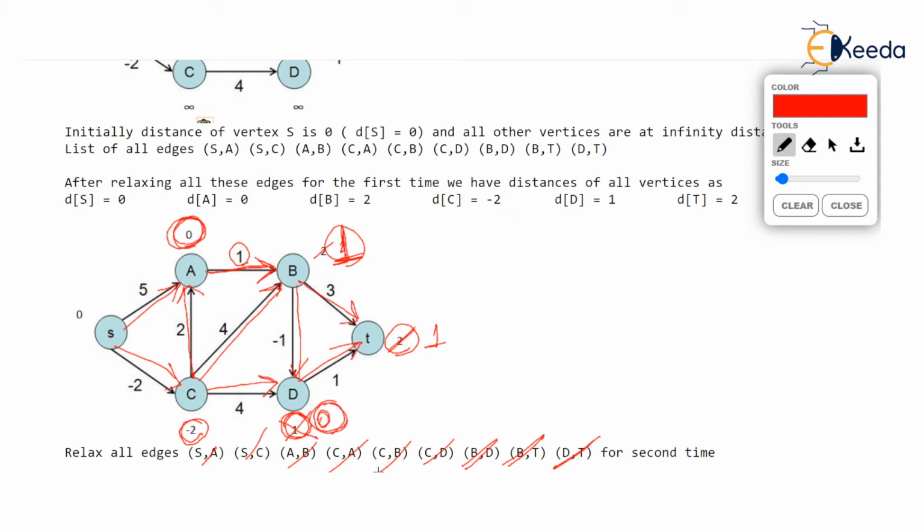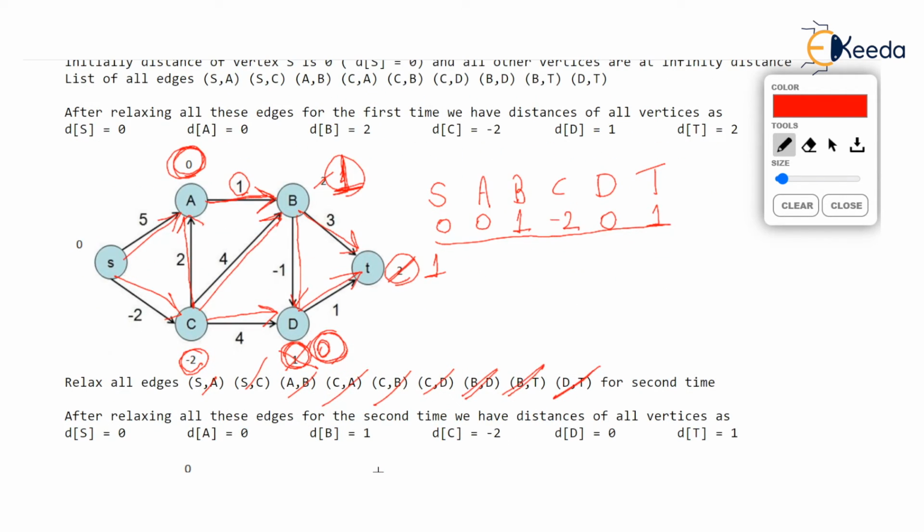So after relaxing all these edges S, A, B, C, D, T, for the second time we have got distance as 0, 0, and notice B is at 1 now, C is still at minus 2, but D is at 0 and T is at 1. These are the distances after relaxing all the edges for the second time. And remember, we have to run this loop 5 times total because there are 6 edges, reminding you again. So after relaxing all the edges for the second time, these are the distances 0, 0, 1. As you see, minus 2, 0, and 1.